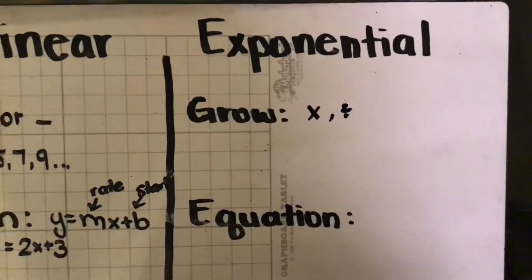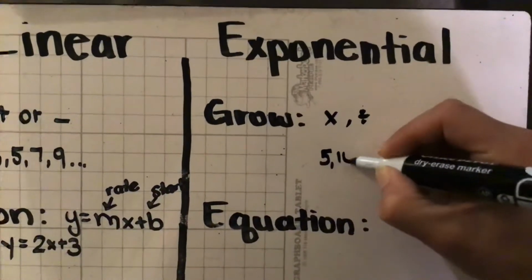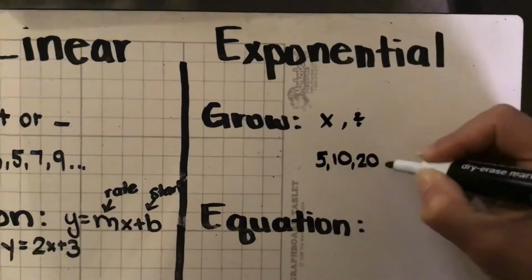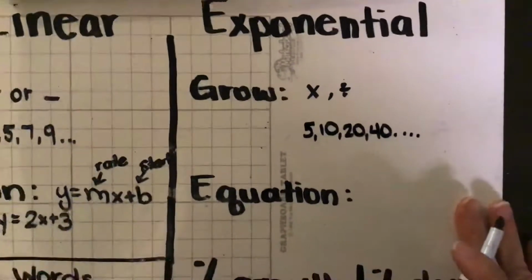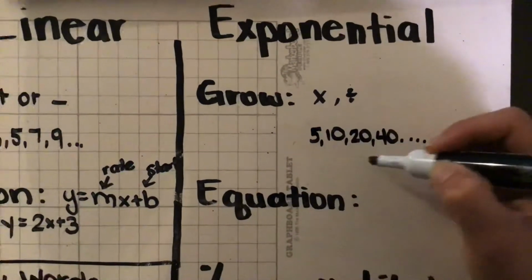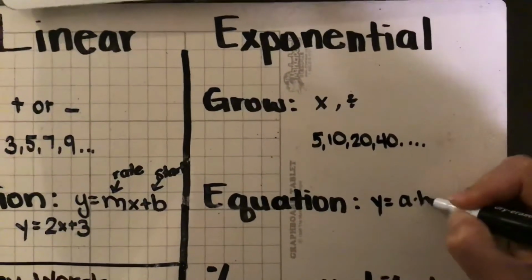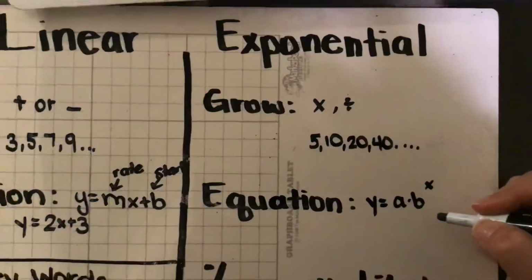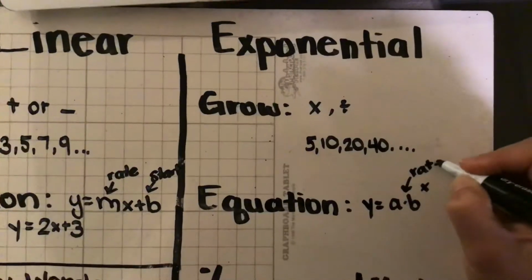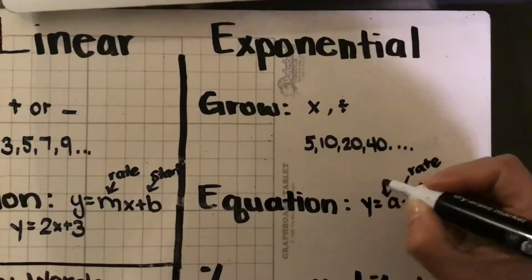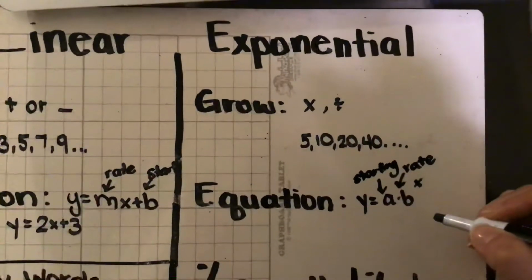An example of that one might be something like 5, 10, 20, 40, and so on. And that one there, we're multiplying each time by 2. So our equation is usually in the form y equals a times b to the x. Remember, your rate is always by your x. So your rate is going to be your b, and your a is going to be your starting or your initial point, also known as your y-intercept.